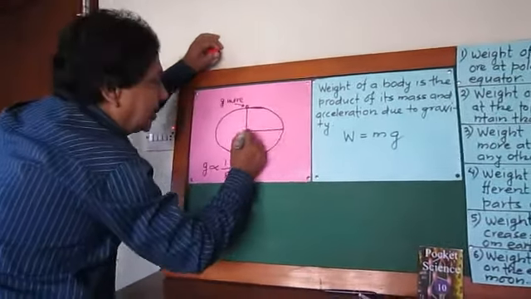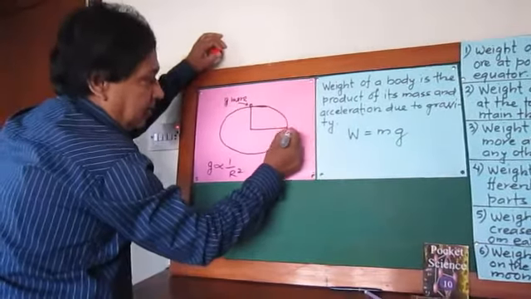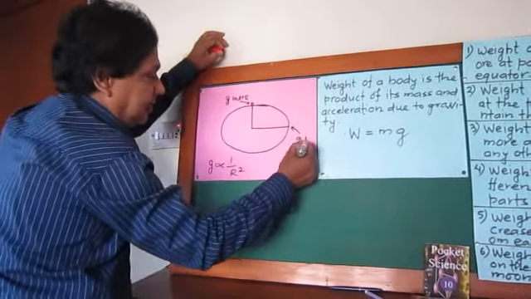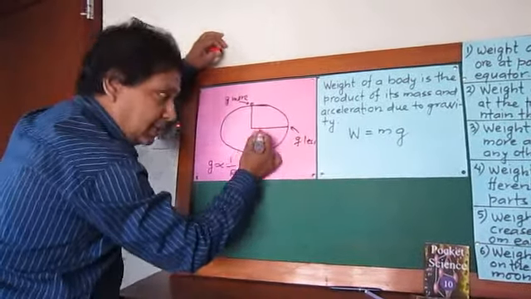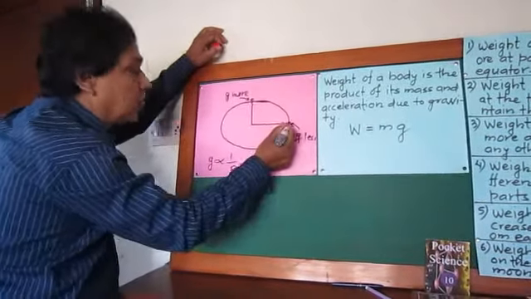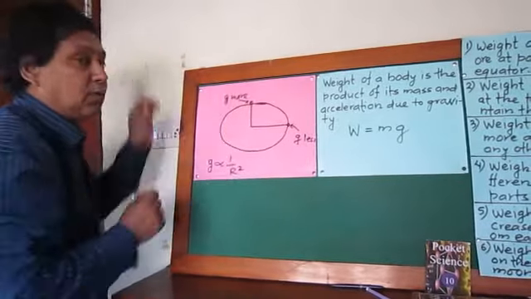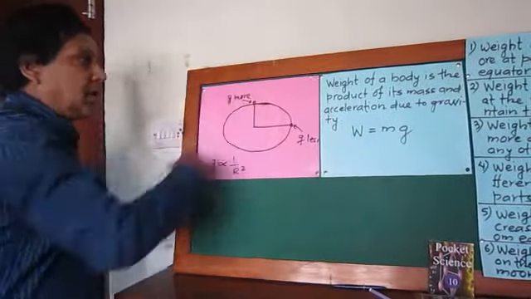But radius at the equator is more. So here g is less. If g is less, then the product of mass and g will be less at this place. So weight of the same body will be more at the pole, less at the equator. Now let's talk about the second.